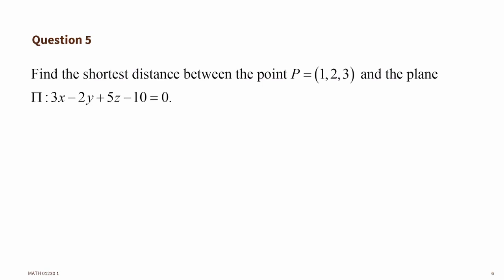Shortest distance between the point and the plane. Right, and remember, that is going to be given by the magnitude of the projection of a directed line segment QP onto the normal vector, where Q is any point on the plane.